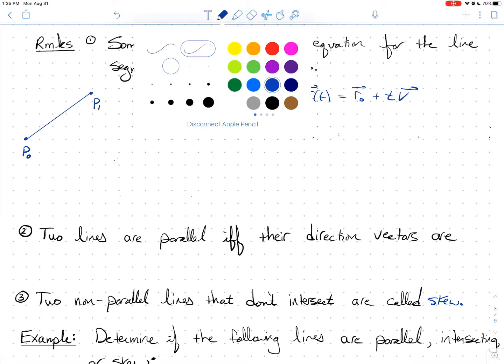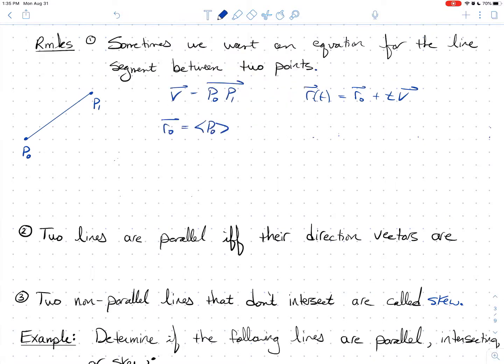And if you think about it, nothing has changed in the way that I've written it. And if I don't add something else, then somehow this is going to give me the full line, not just the line segment. And so here's the catch. You need to restrict t. If you restrict t now only from 0 to 1, then these two equations together give you the line segment starting at P0, ending at P1.